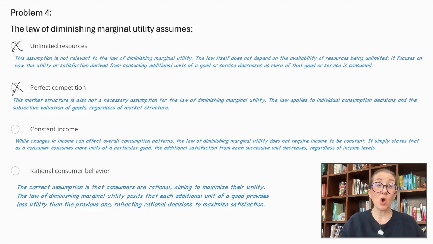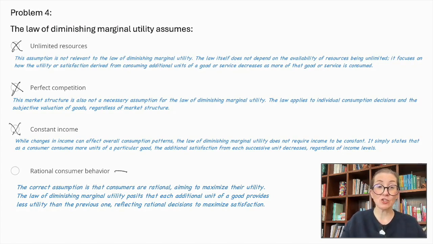Constant income. While changes in income can affect overall consumption patterns, the law of diminishing marginal utility does not require income to be constant. It simply states that as a consumer consumes more units of a particular good, the additional satisfaction from each successive unit decreases regardless of the income levels. So that is not correct either.